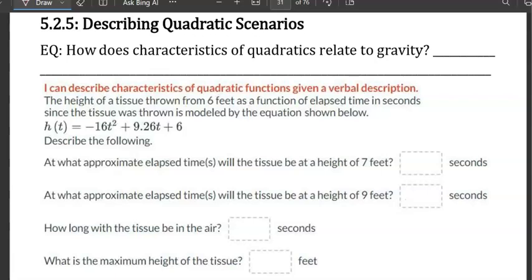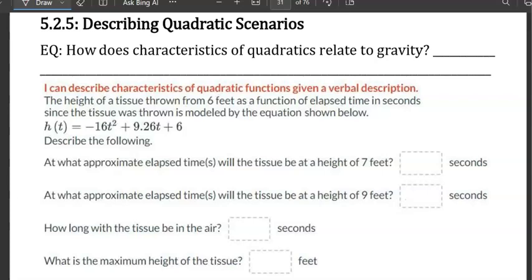5.2.5 Describing quadratic scenarios. The essential question is, how do characteristics of quadratics relate to gravity? The skill is, I can describe characteristics of quadratic functions given a verbal description. The height of a tissue thrown from 6 feet as a function of elapsed time in seconds since the tissue was thrown is modeled by the equation shown below. H of t equals negative 16t squared plus 9.26t plus 6.